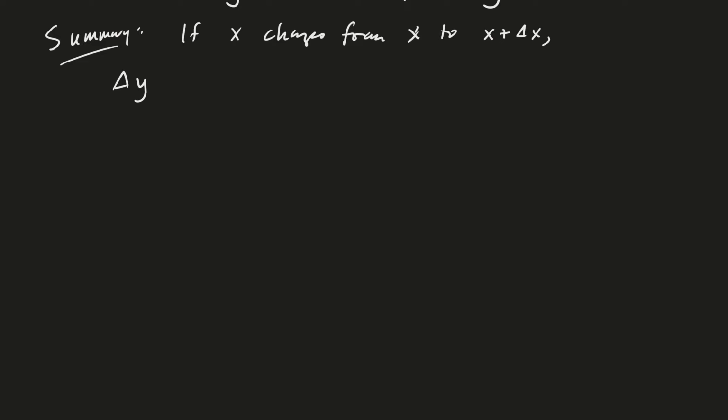Alright, so in this video I just wanted to summarize things before we get started. Summary. So if x changes from x to x plus delta x, then the change in y, delta y, is the actual change in y, which we can compute just by the difference of the f's. Then we have that dy is equal to f prime of x dx. These are the differentials.